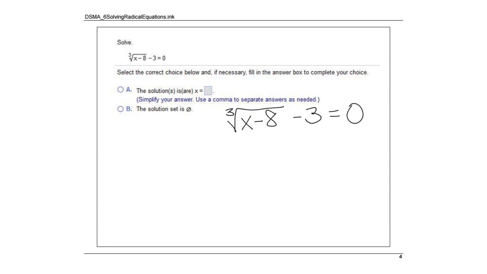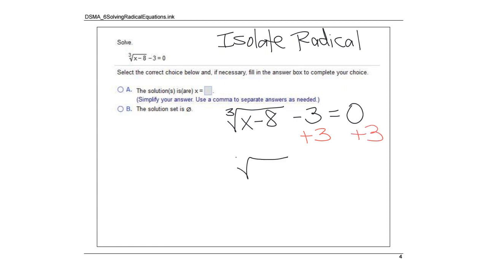And so we have to do what we call isolate the radical. In other words, the radical has to be by itself on one side, and then all the numbers on the other side. Okay, so isolate the radical. The radical has to be all by itself before we start messing with raising it to a power. So in this case, let's just go ahead and add 3, put it on the other side, and then that will isolate my radical.